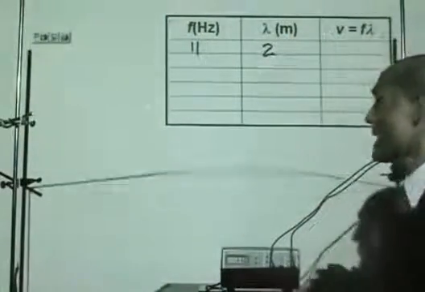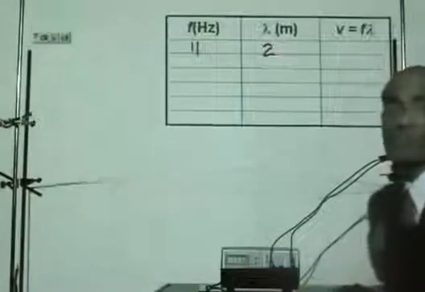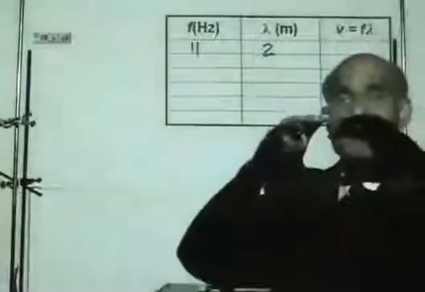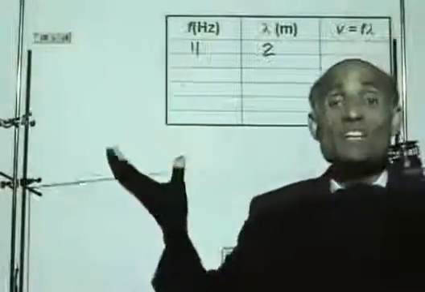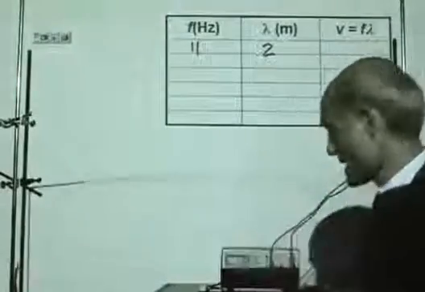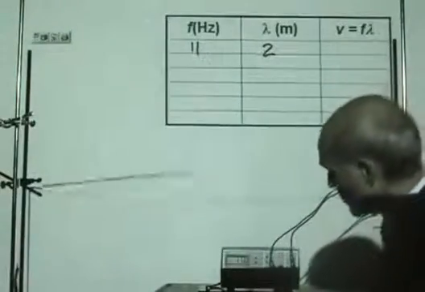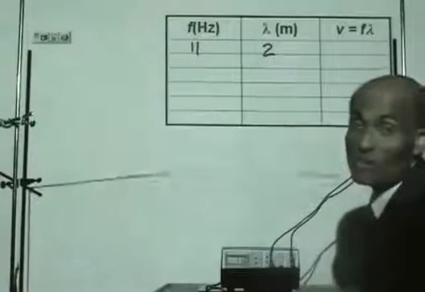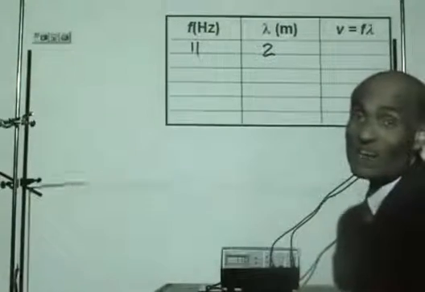Now, what is the next part? I change the frequency so that I see the string vibrating in a second harmonic. Alright? I'm going to increase the frequency. What do you think the frequency should be for the string to vibrate in a second harmonic?